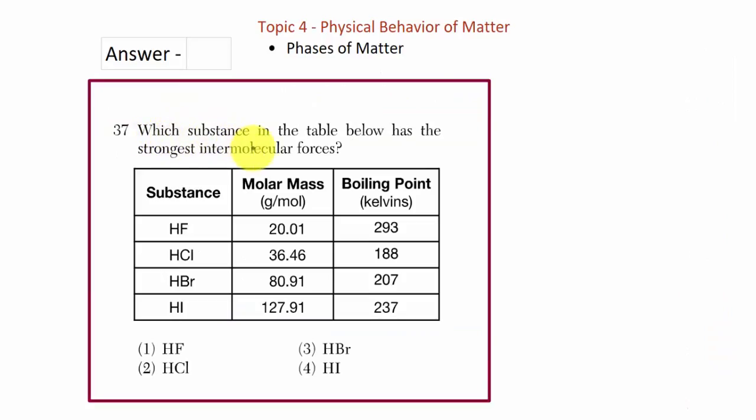Question 37. Which substance in the table below has the strongest intermolecular forces? This table is giving us the substances and their boiling points data. Now, if we have strong intermolecular forces, it's going to be very difficult for us to boil the substance. So all we have to do here is pick the substance with the highest boiling point. That'll be the substance with the strongest intermolecular forces. So we compare the 4 values in the chart. We pick out the highest one, the 293, that's associated with hydrogen fluoride, and that will be our choice, number 1.